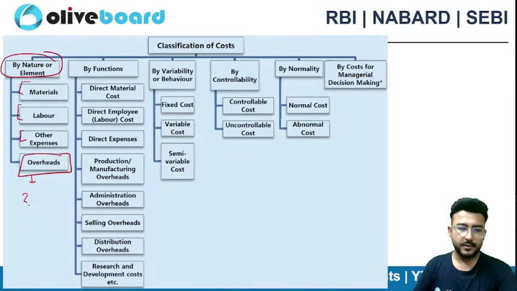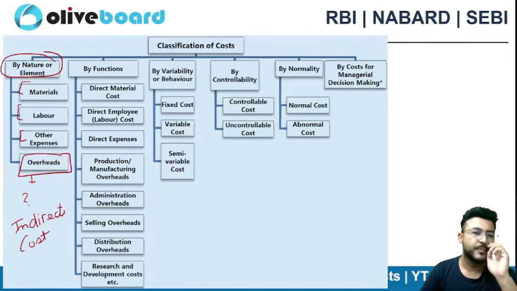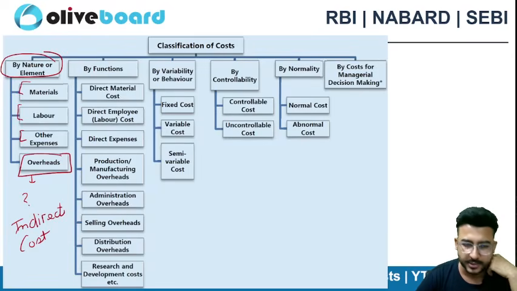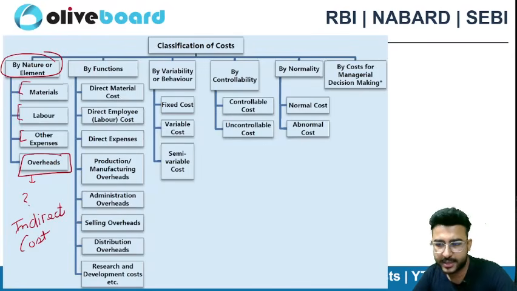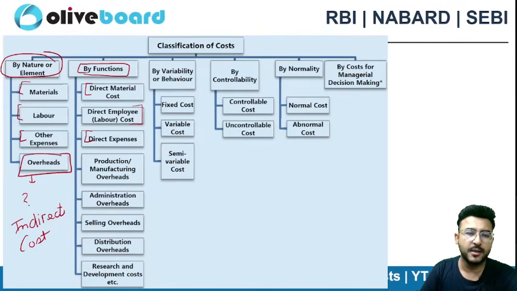That's correct. We call indirect cost the overhead cost, right? So based on elements, we can classify it based on material, labor, other expense, overheads, indirect cost. Then when it comes to functions, we classify it based on direct material cost, direct employee cost, direct expense, production overhead, admin overhead, selling overhead, distribution overhead, research and development cost.